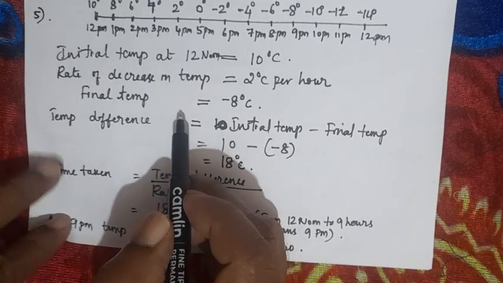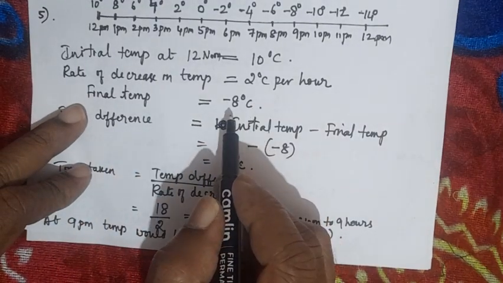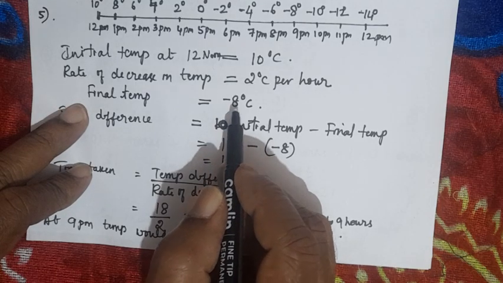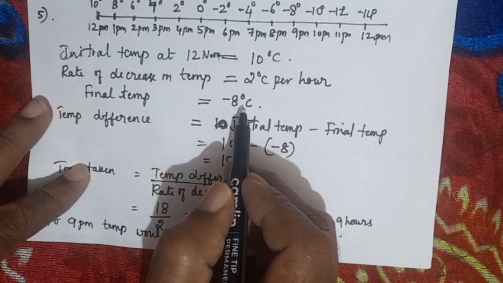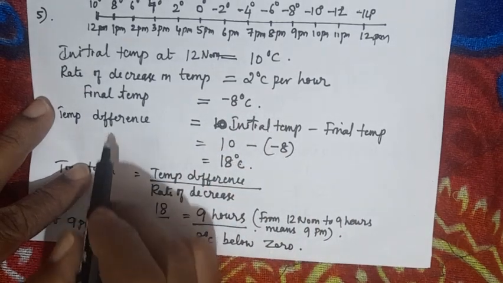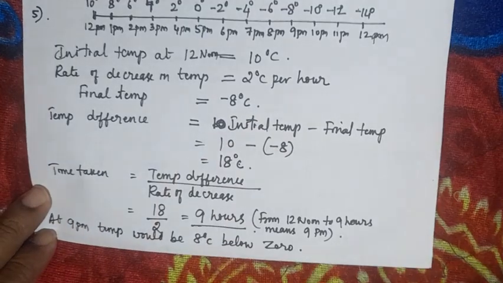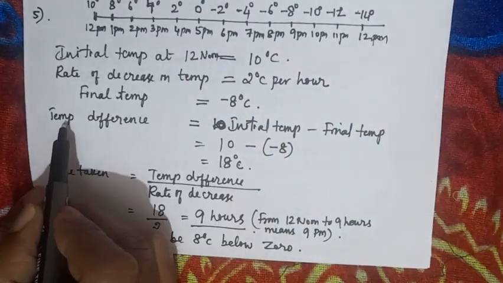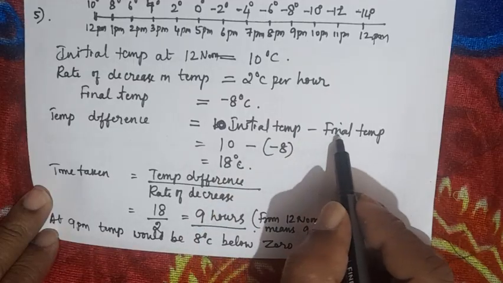So for the final temperature, the question is, what will be the time when the temperature becomes 8 degrees below 0, that is minus 8 degrees? So we take the final temperature as minus 8 degrees centigrade. Now what is the temperature difference? Temperature difference is equal to initial temperature minus final temperature.